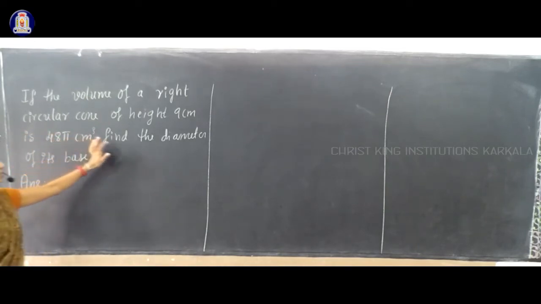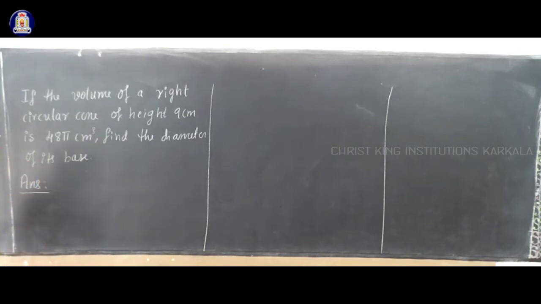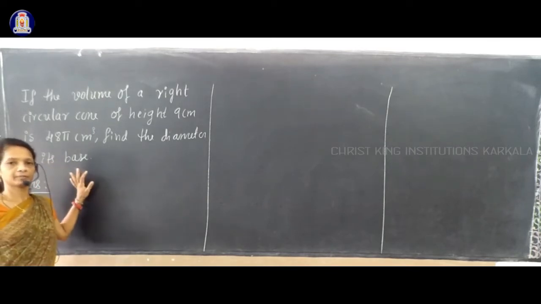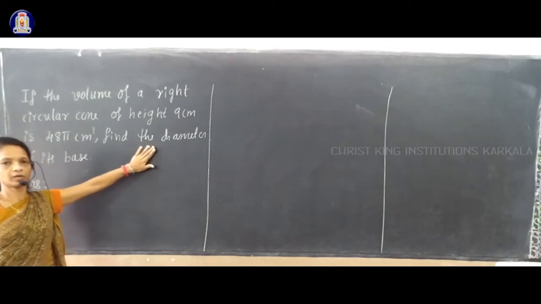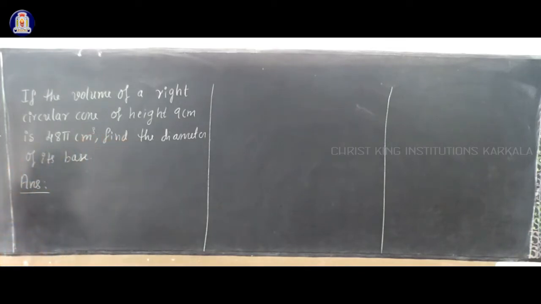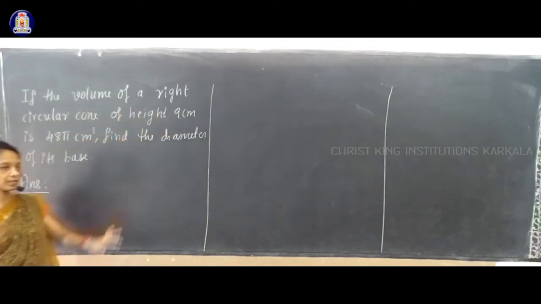If the volume of a right circular cone of height 9 centimeter is 48.5 centimeter cube, find the diameter of its base. Diameter of the base means first you have to find R, then use the formula. Diameter means that is 2 times radius. Using that we can find the diameter. So to find the diameter, you have to find what is the radius of that cone first. Okay, and to find that use the given data, that is volume. You are given volume of a right circular cone is 48.5 centimeter cube, and it is of height 9 centimeter.